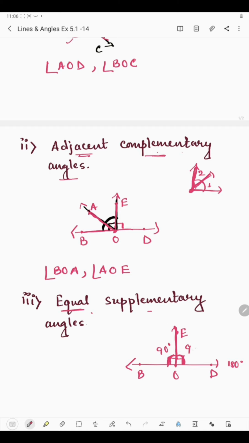So the sum of these two angles makes 180 degrees, which is a supplementary angle. So it will be angle EOB and angle EOD. Okay. Now coming to the fourth part.